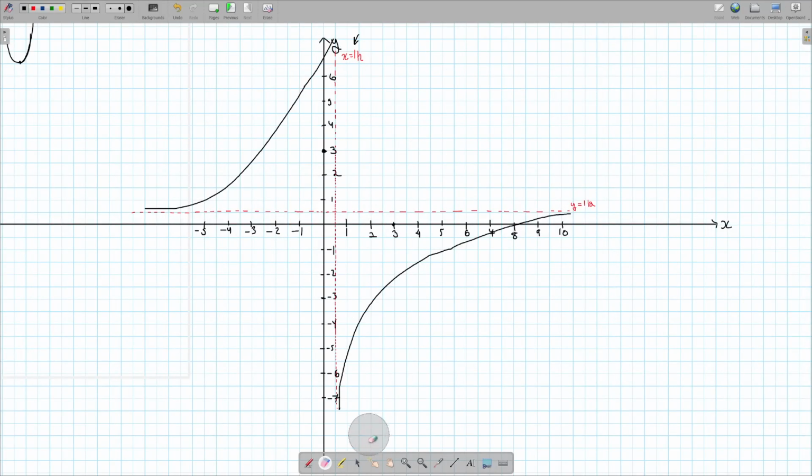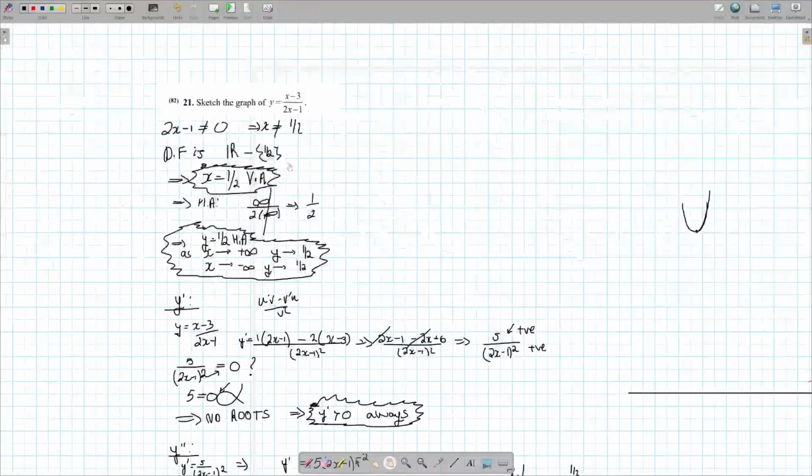Okay, so to revise what I did, start with your domain of definition. You find it by checking which are your excluded x values. When you find it, you put R minus whatever it is as a set.